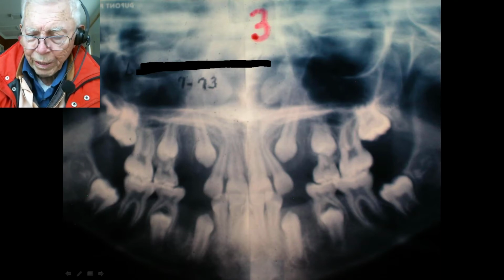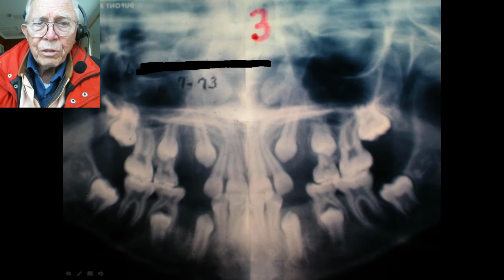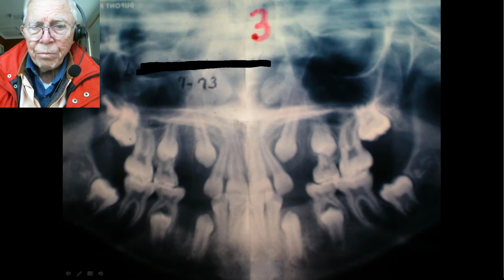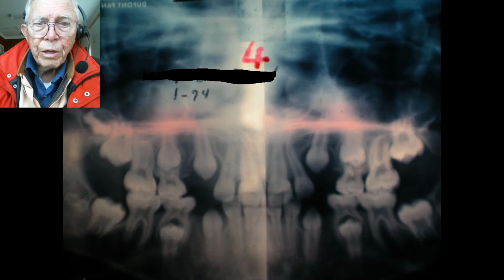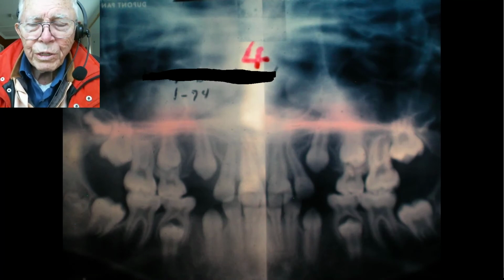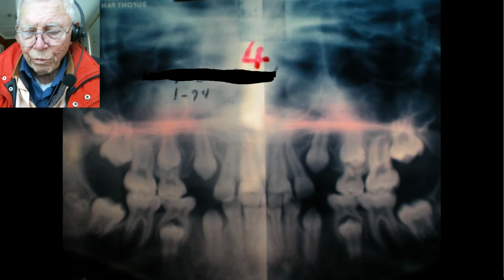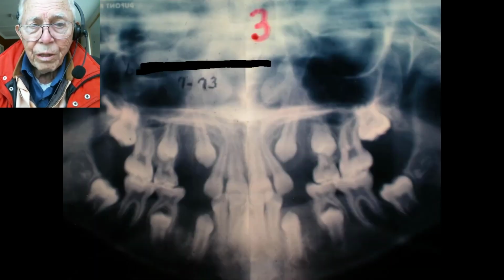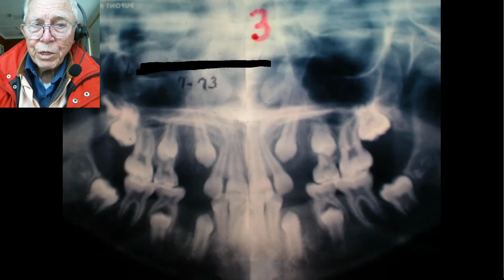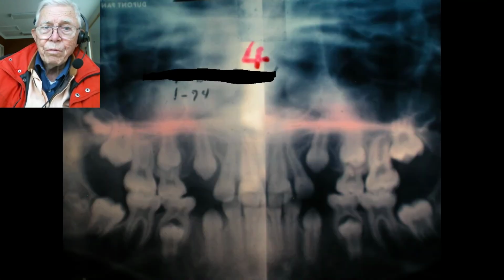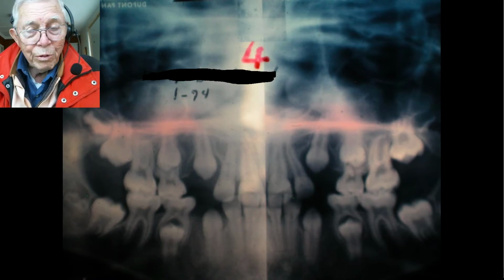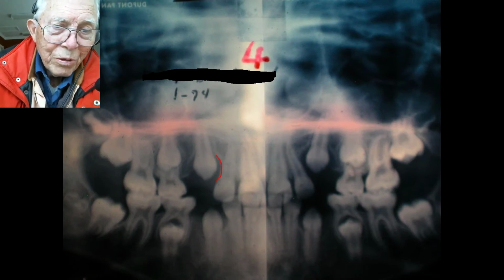So let me go back to, all right, that's 7 of 73. Now let's look at it a little bit later on. Here is January of 74. Now that was 7 of 73. So we've got 5 months in 73 and January, so that's about 6 months later. Look where these teeth are. Look at the circle around the teeth.